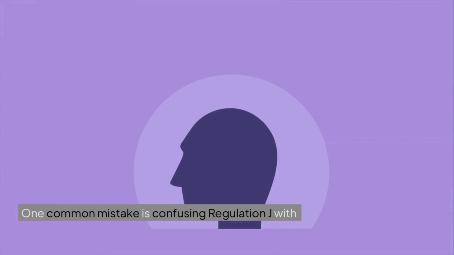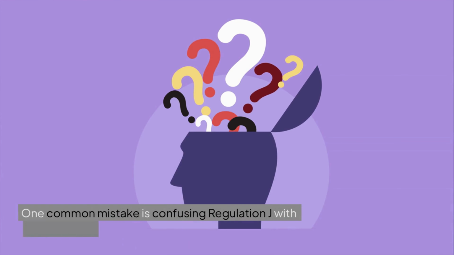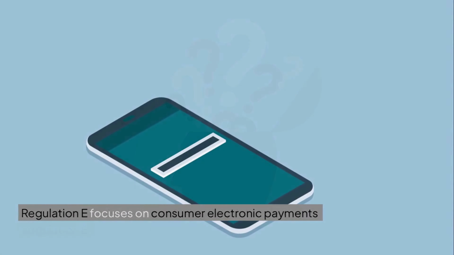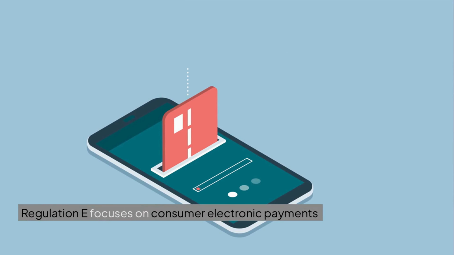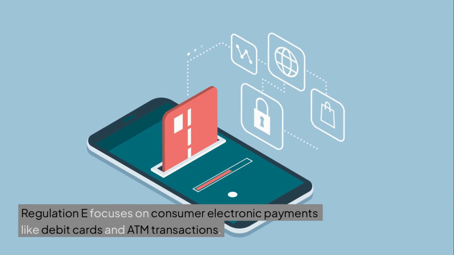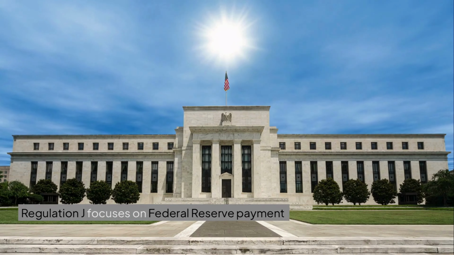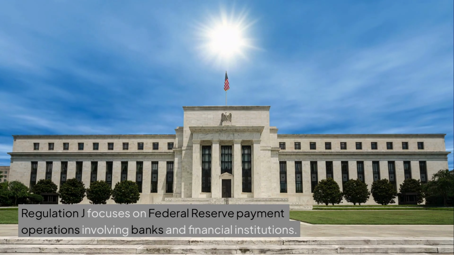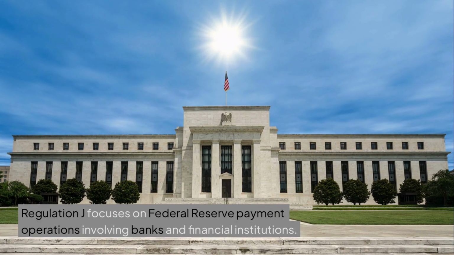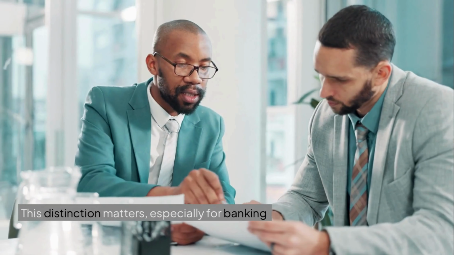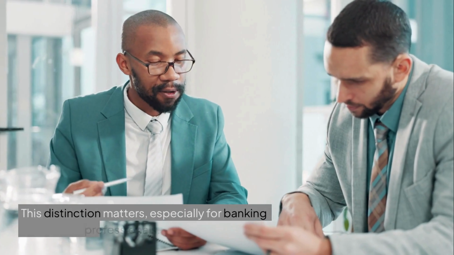One common mistake is confusing Regulation J with Regulation E. Regulation E focuses on consumer electronic payments like debit cards and ATM transactions. Regulation J focuses on Federal Reserve payment operations involving banks and financial institutions. This distinction matters, especially for banking professionals.